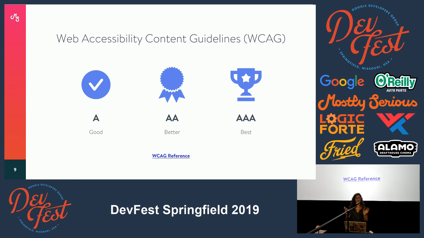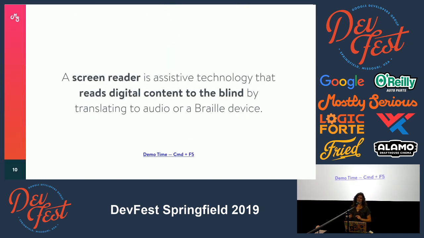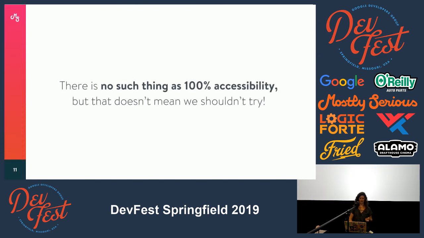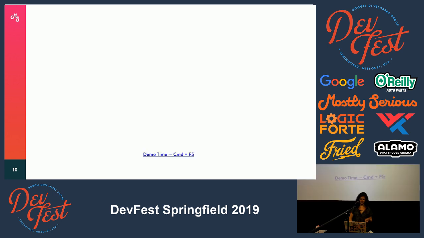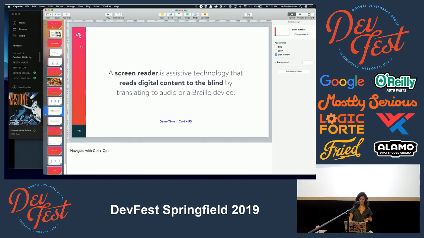So we know what to look for, but how do we test all this stuff? Well, we use a screen reader. And a screen reader is assistive technology that reads digital content to the blind by translating it to audio or to a Braille device. So I'm gonna let you hear what this sounds like. Probably some of you have never done this before. Oops, gotta click up here. One second. There we go.